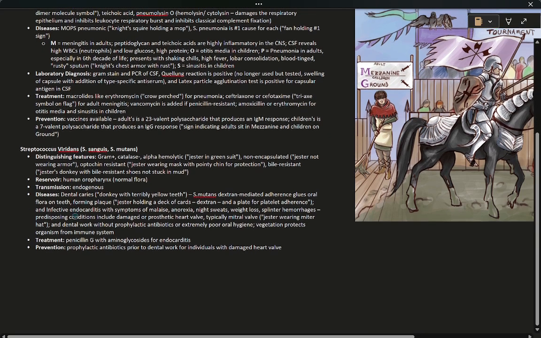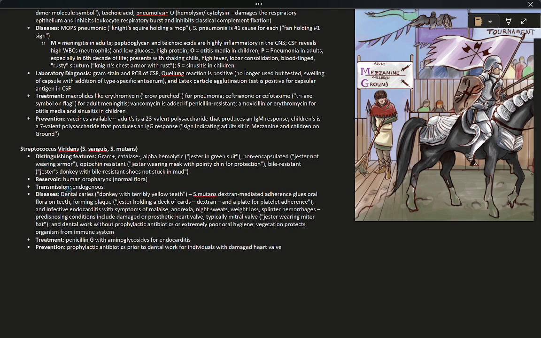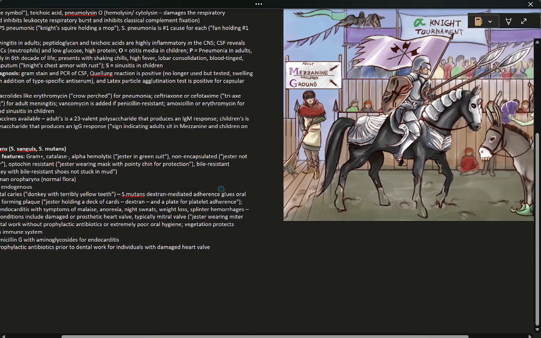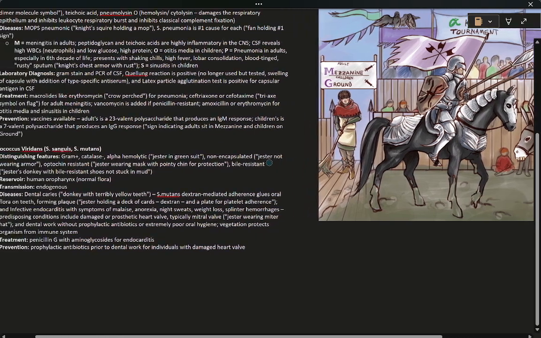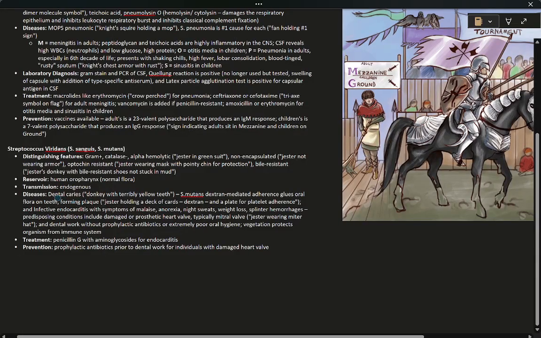And then for diseases, there are some diseases that can result from Streptococcus viridans infection. So the most significant one being dental caries. You can remember this with the donkey with terribly yellow teeth over here. So just think about that when trying to remember dental caries.